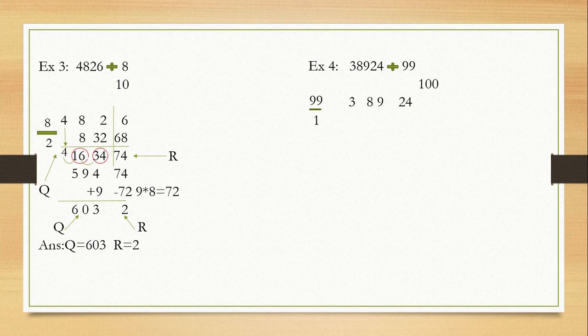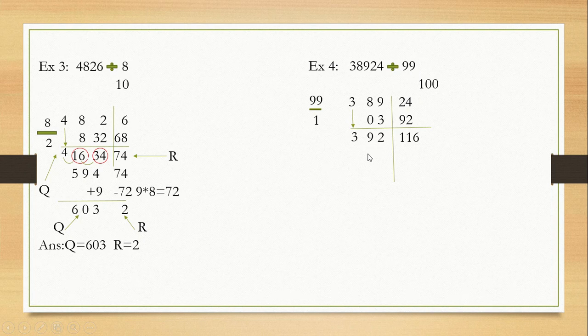So what is the first step? We have to keep the last two digits for the remainder work, and the remaining ones for quotient work. What is the first step? We have to bring down 3 as it is, and that 3 should be multiplied by 1, and 3 ones are 3. That should be added to this 89, you will get 92, and this 92 should be multiplied by 1. That product should be added to this 24, and you will get the total 116. As we are having 2 digits in the divisor, we will leave 92 as it is.